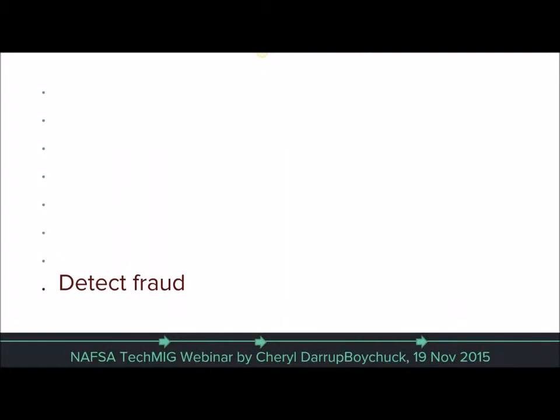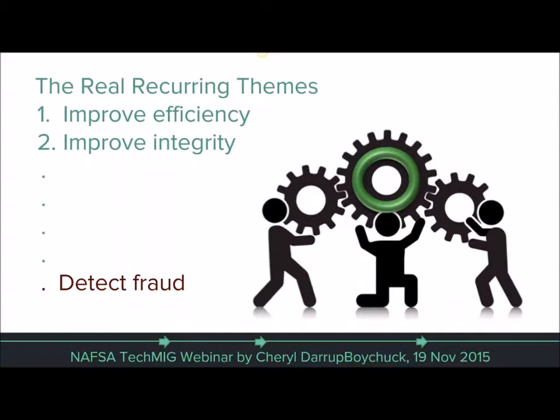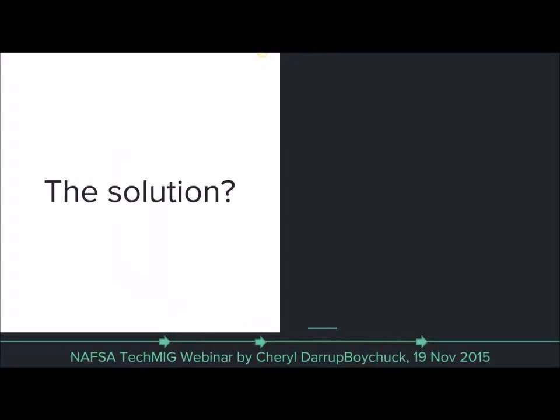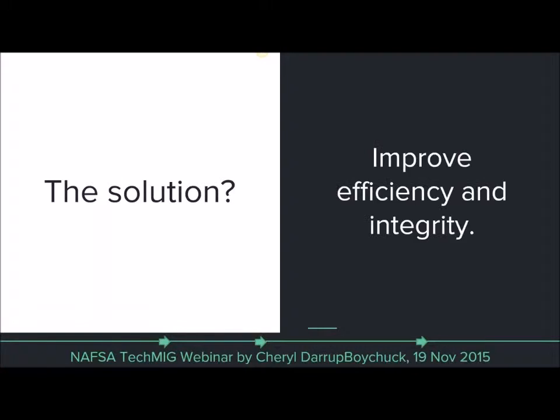So the moral of the story is that we really do need to get this right for a whole lot of reasons. And I think detecting fraud is just one of those reasons. And it almost seems like an afterthought, kind of a special bonus to improving the process overall. I think the real recurring themes here are improving efficiency and improving integrity of the admissions process. So the good news is that there are emerging technologies that can help from a number of different angles.